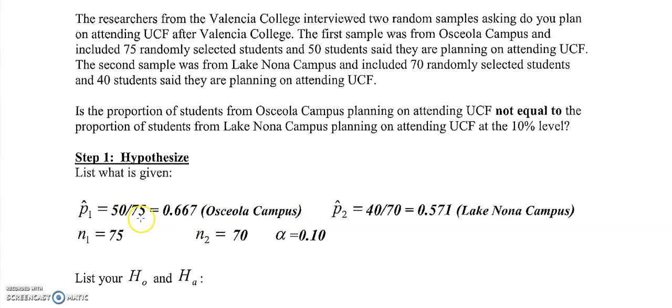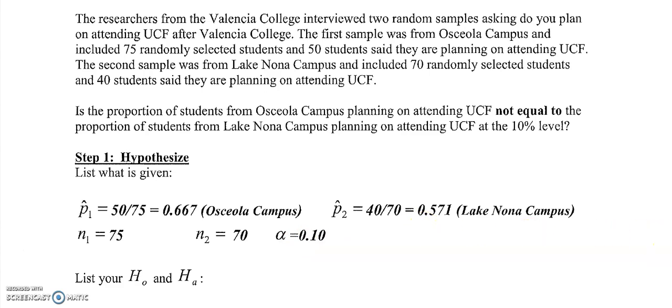50 out of 75, 0.667 will be attending UCF. And population 2 is Lake Nona campus. That's 40 out of 70, where 0.571 will be attending UCF. So N1 is 75, N2 is 70, and the alpha is 0.10.